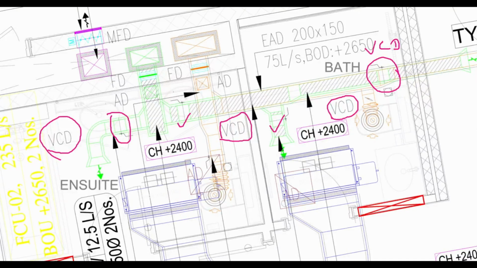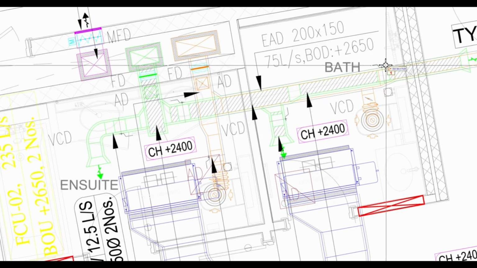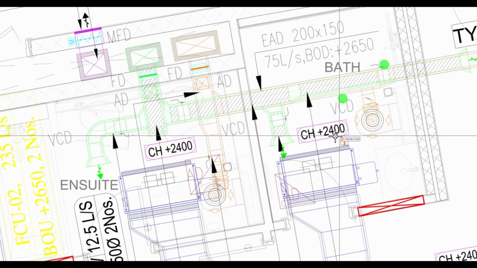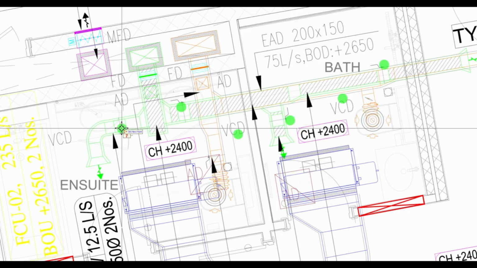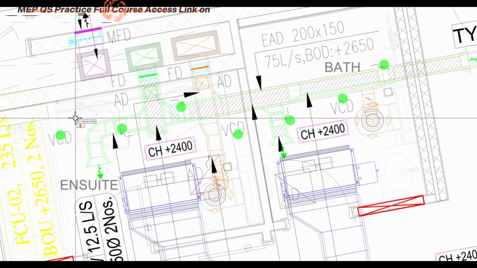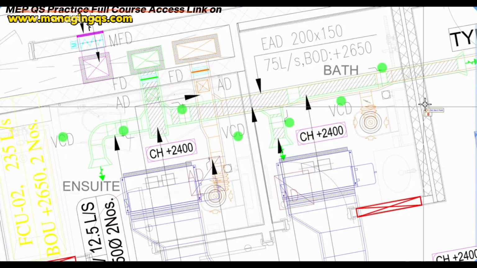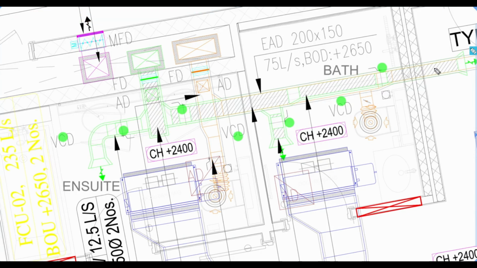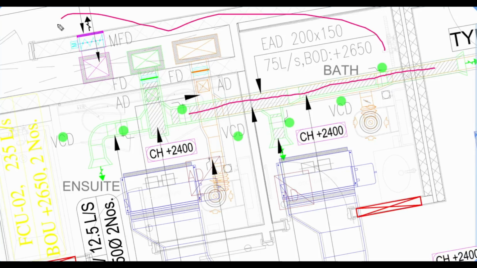The problem is that some MEP quantity surveyors get confused by this improper notation and abbreviation during the quantity takeoff. Sometimes they consider all of these to be VCDs, so they count all these notations and abbreviations. This is a very wrong practice. As a technical MEP quantity surveyor, we should be aware of this problem, and during our quantity takeoff we must focus on the ductwork, not on the outside area.